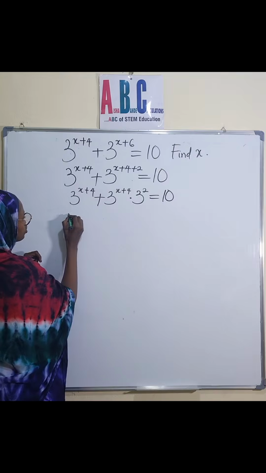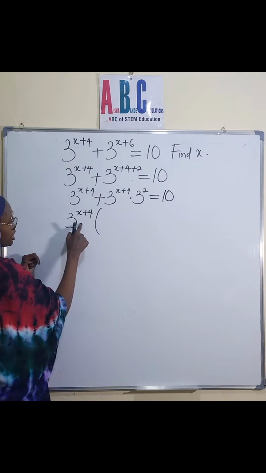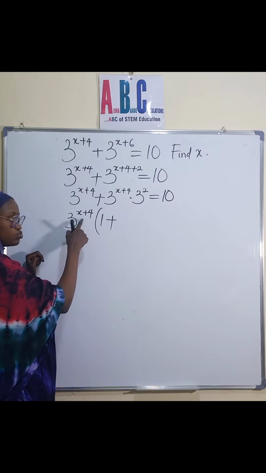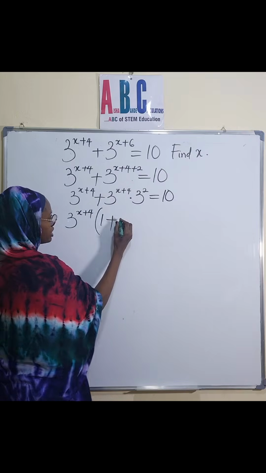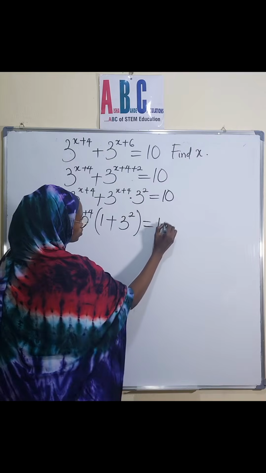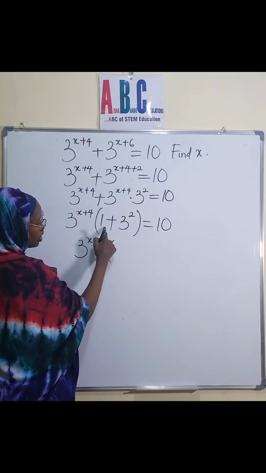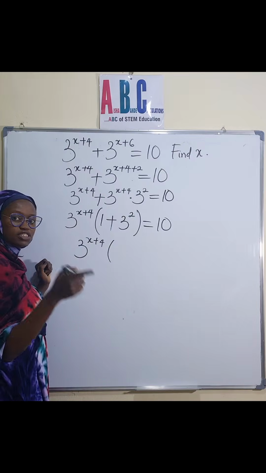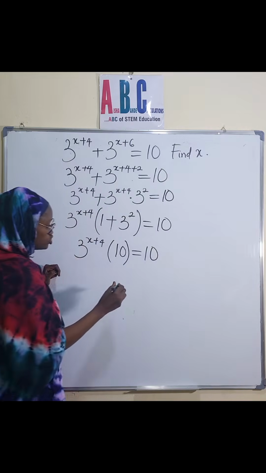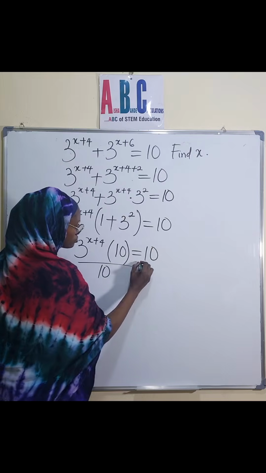Now looking at this, we can factorize out 3 to the power of x + 4 here. If you factorize 3 to the power of x + 4 from this first term, we'll be left with 1 plus, if you factorize 3 to the power of x + 4 from this second term, we'll be left with 3 to the power of 2. Okay, so this is equal to 10. So we're going to have 3 to the power of x + 4 times (1 + 3 squared). 3 squared means 3 times 3, which is 9. 1 plus 9 will give us 10. So this is equal to 10. So what we're going to do here, you see that we can divide both sides by 10.